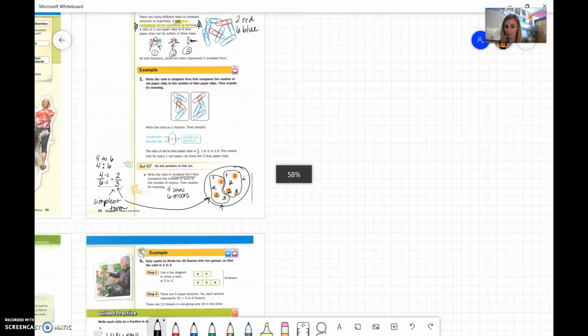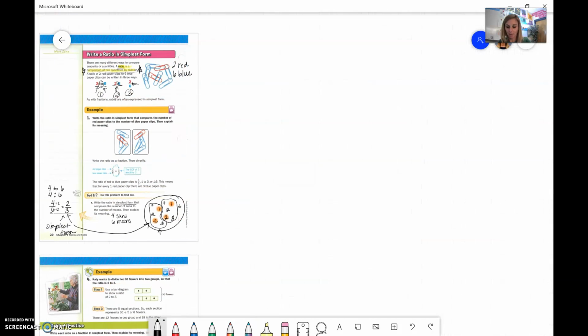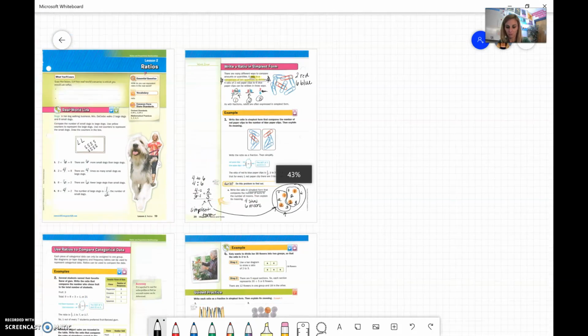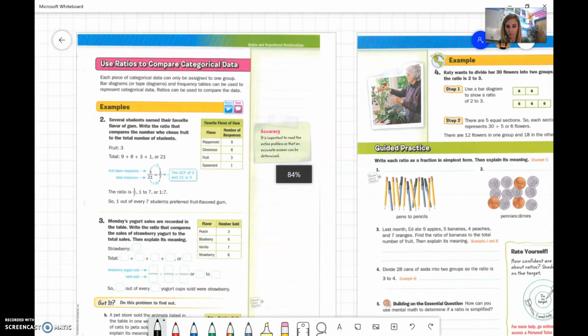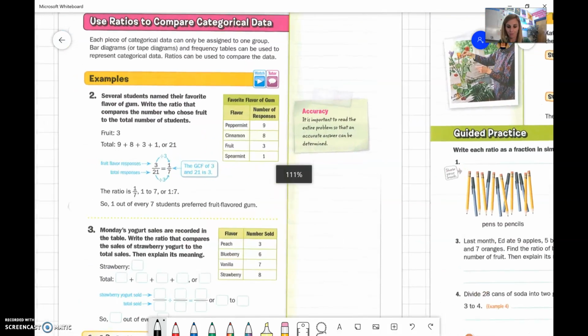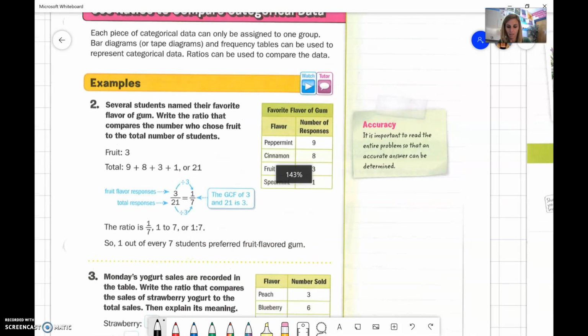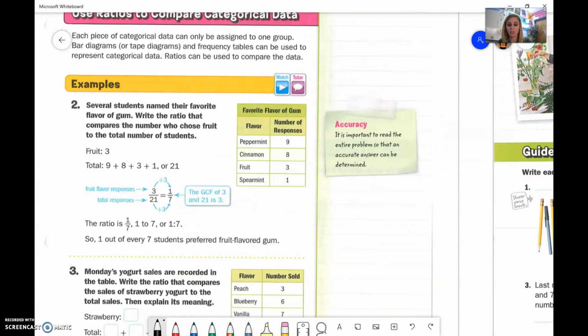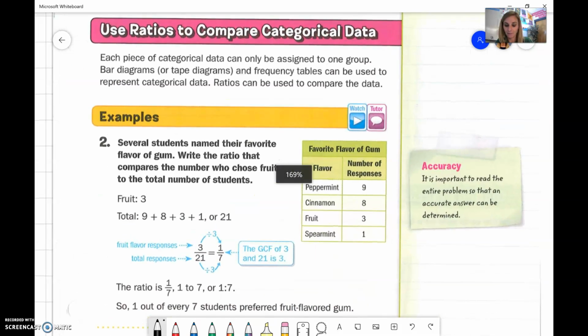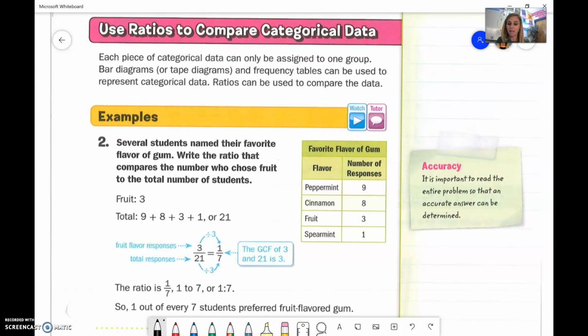Okay. Let's take a look at the next page, which is right down here for me. We are going to take a look at categorical data. It says each piece of categorical data can be assigned to one group. Bar diagrams or tape diagrams and frequency tables can be used to represent categorical data. Ratios can be used to compare the data.